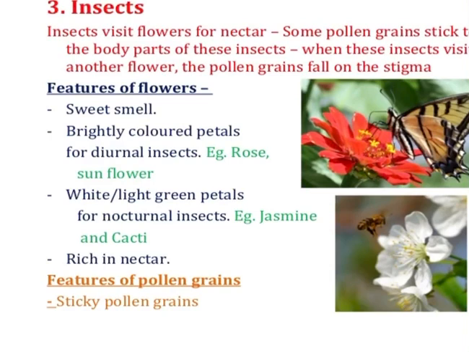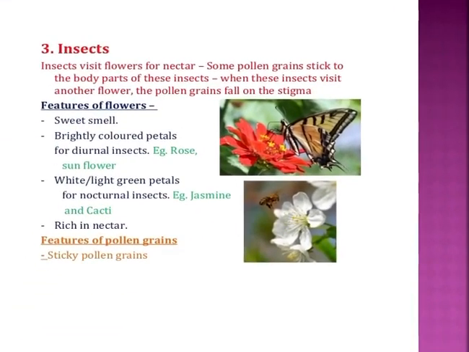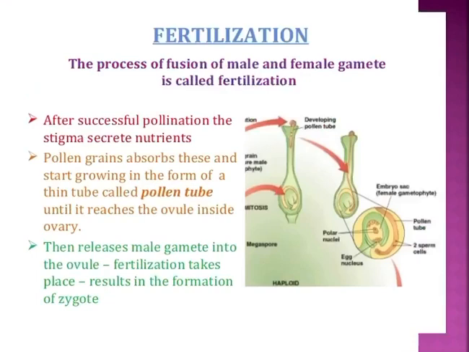And what are the features of the flower? Insect pollinated flowers have a sweet smell. They have brightly colored petals and are rich in nectar, for example, rose and sunflower. And what are the features of the pollen grains? The pollen grains are sticky, so that they can easily stick to the body of the insect. In this way, insect pollination takes place.